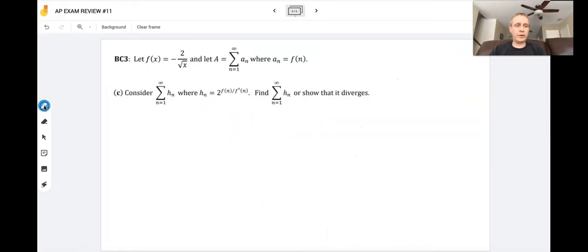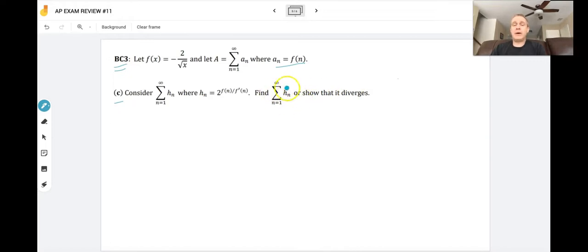Okay, so let's look at the next problem. We're still on BC3, so we have the same setup. F of x is this expression, and a sub n is this f of n. Part C, we want to consider this particular series with general term h sub n, where h sub n is equal to this concocted and convoluted expression, 2 raised to the f of n divided by f prime of n. We want to find this series, or show that it diverges.